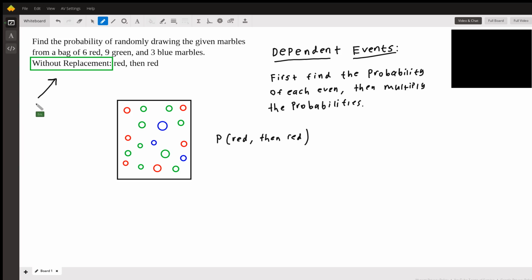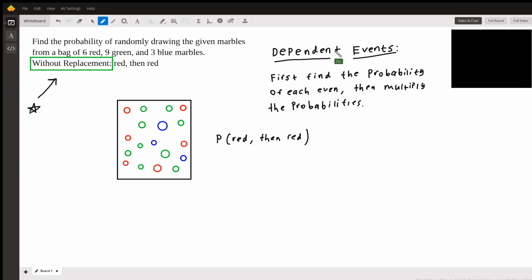Now this is such an important word, without replacement. Take note of this word because it's very important in this problem. This is going to determine whether we're dealing with independent events or dependent events. An example of an independent event would be tossing a coin twice. Getting a heads on the first coin toss will not affect getting a heads or a tails on the second coin toss. In more general terms, the outcome of the first event does not affect the outcome of the second event.